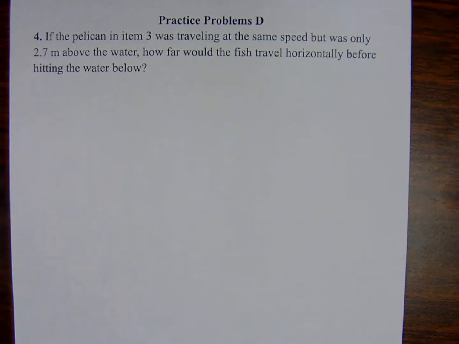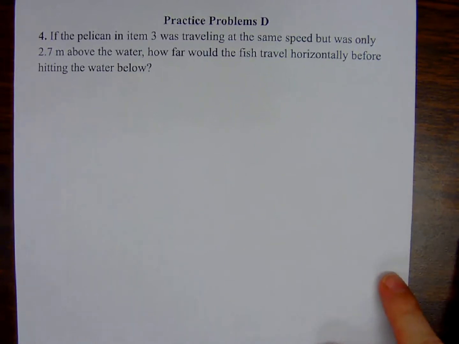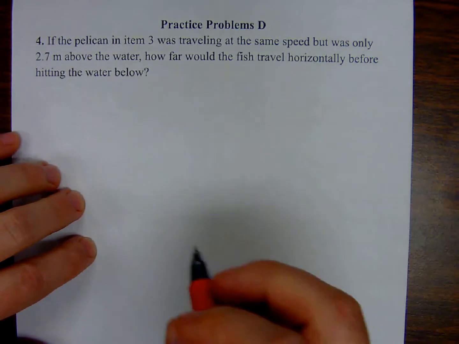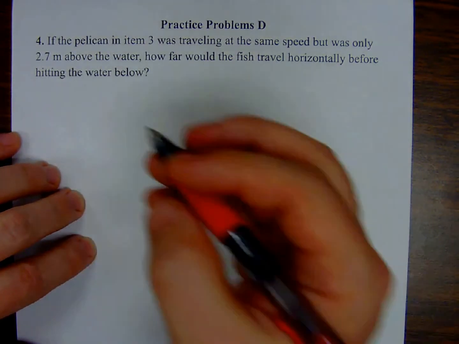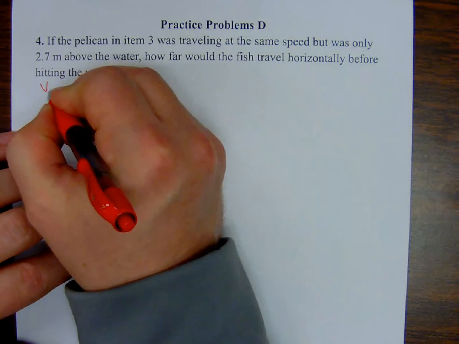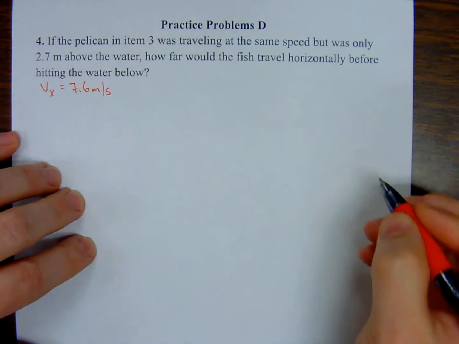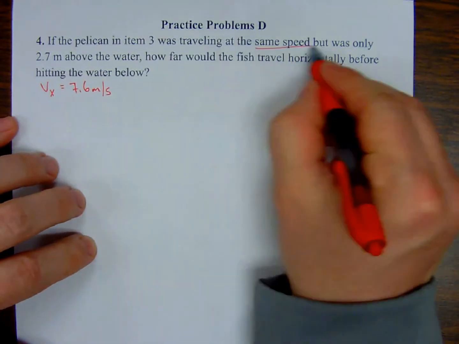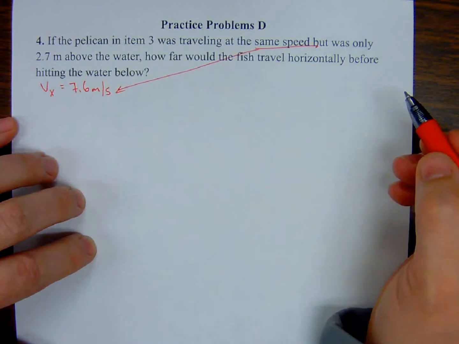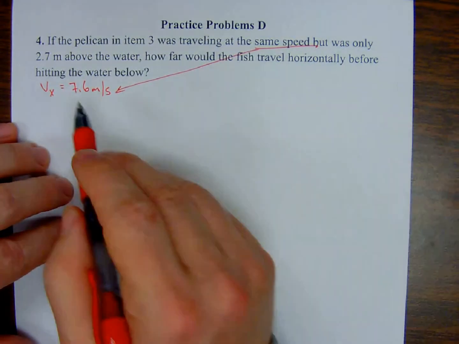Practice problem number 4, associated with sample problem D. If the pelican in item 3, the previous video, was traveling at the same speed, and just so you don't have to go watch that entire video again, I'll let you know that we figured out that its velocity in the x direction was 7.6 meters per second. Same speed. You have to go look at the previous practice problem if you don't believe me, but that is the same speed.